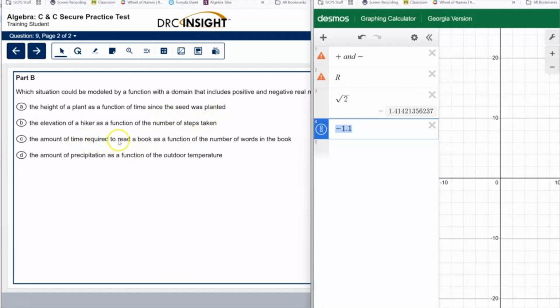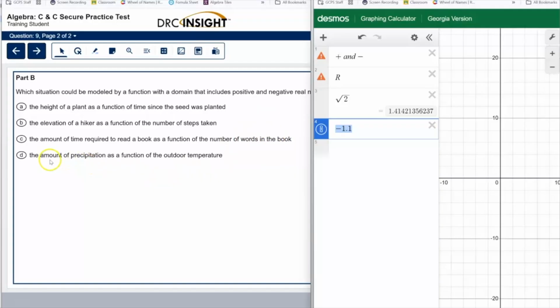All right, the amount of time required to read a book as a function of the number of words in the book. So let's talk about the words in the book. Can I have 1.5 words in a book? Absolutely not. What kind of book has 1.5 words? You have to fill in the blanks or something? Absolutely not. So I cannot have all real numbers in the book.